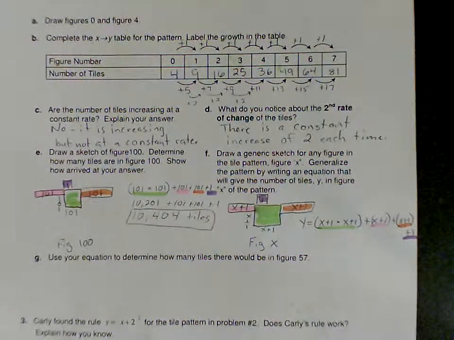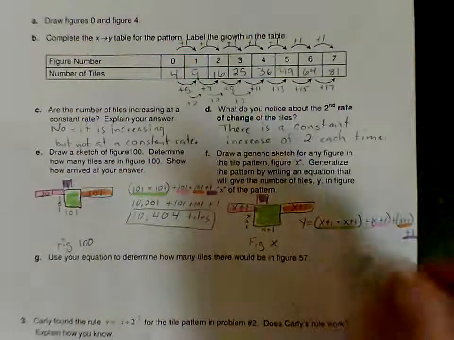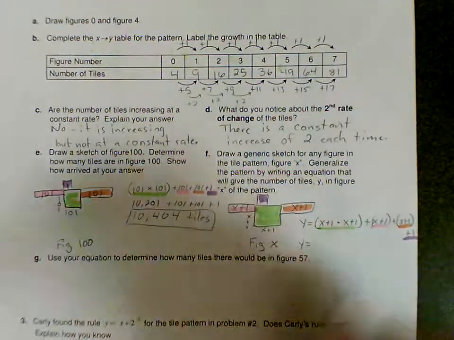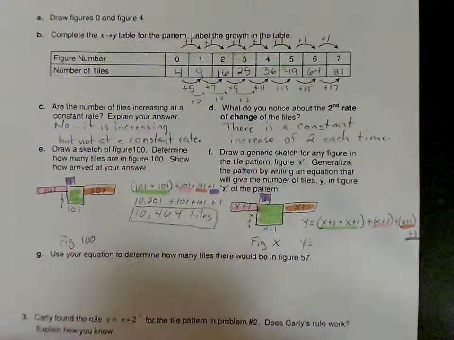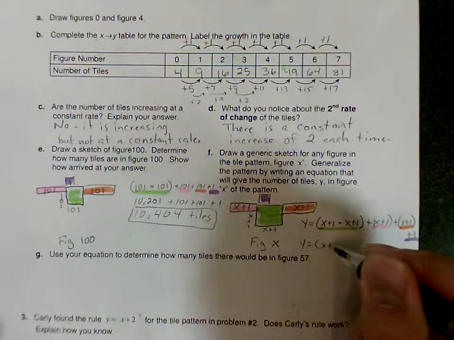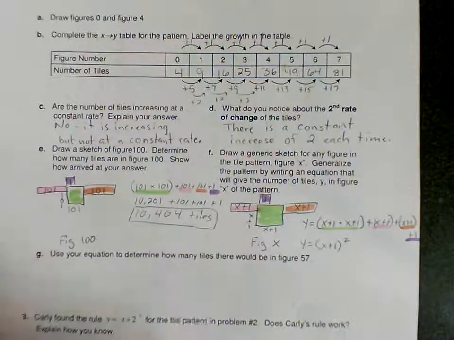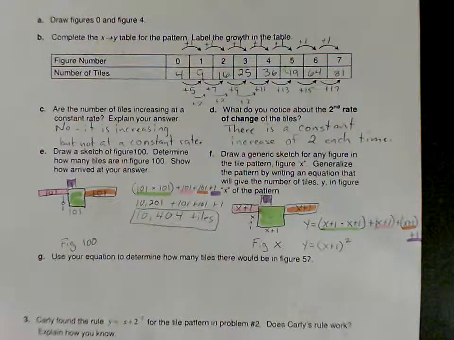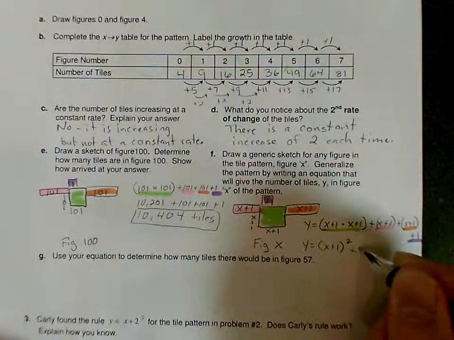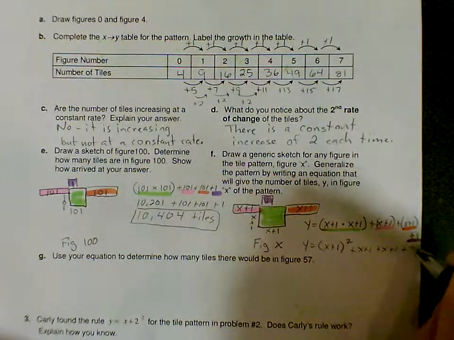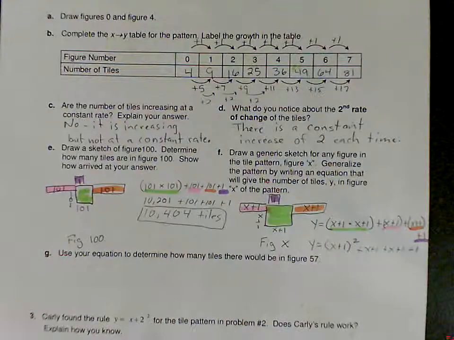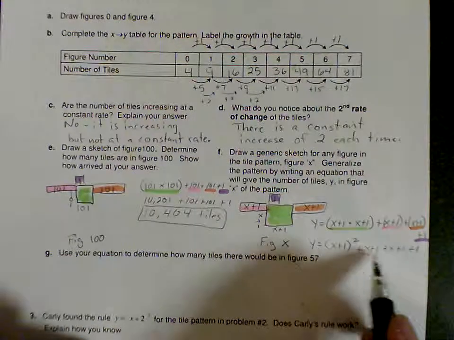So when I simplify that, if I do x plus 1 times x plus 1, that's the same thing as saying x plus 1 squared, plus x plus 1 plus x plus 1 plus 1. And then we'll just have to combine like terms here. So I've got two x's.